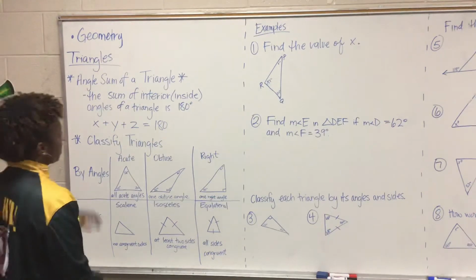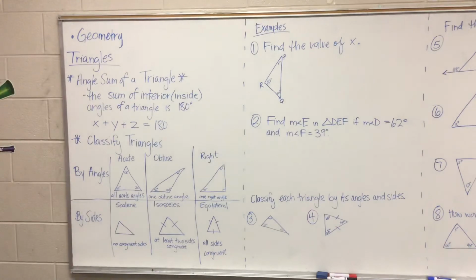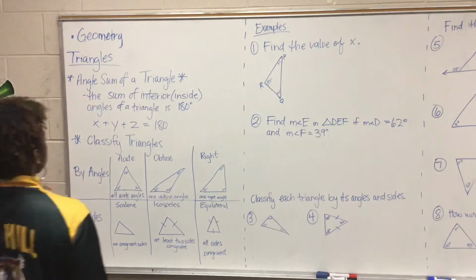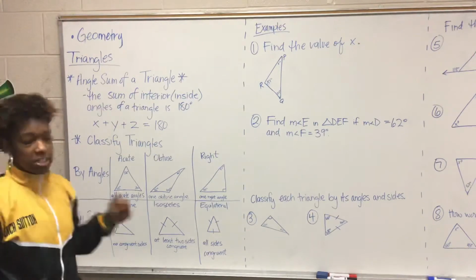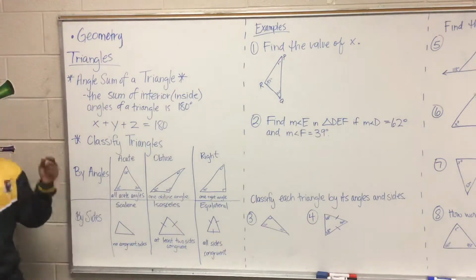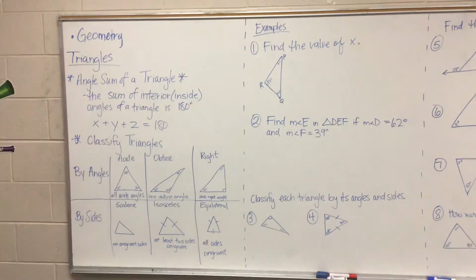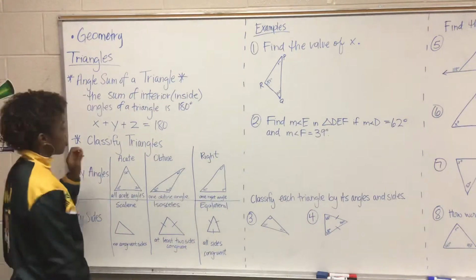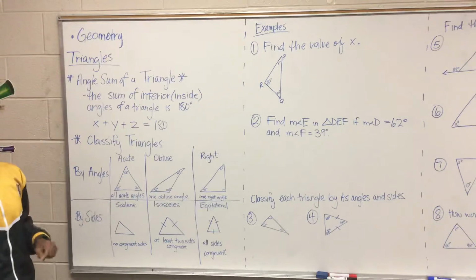So when you think about interior, if you want to do interior decorating or interior painting, that is on the inside of a building or a house or whatever it may be, a structure. So the sum of the inside angles of a triangle is 180 degrees. Another way to write that would be x plus y plus z should equal 180. Why do we have three of those? Because in a triangle, there are three sides, which means there are three angles.